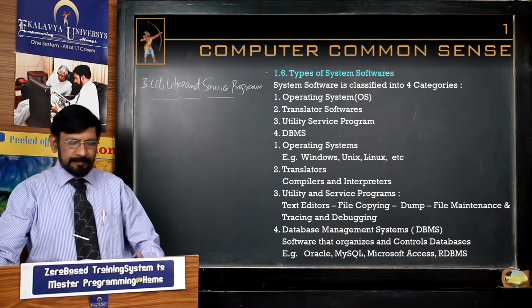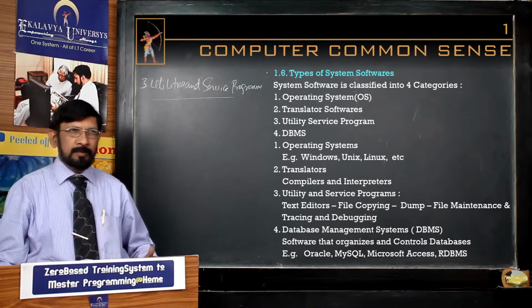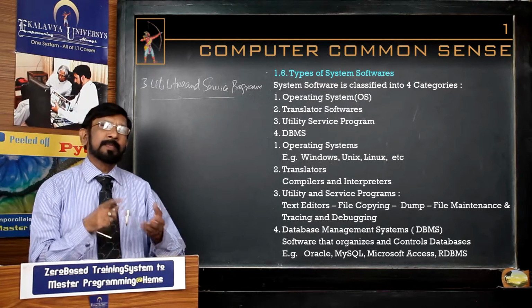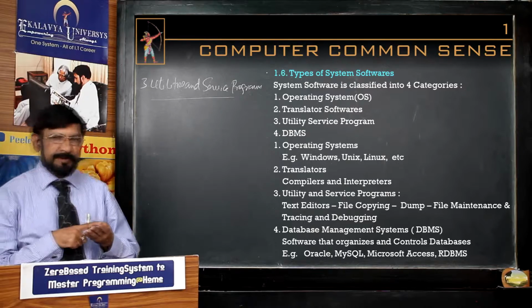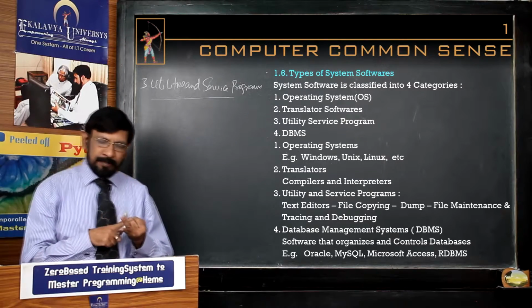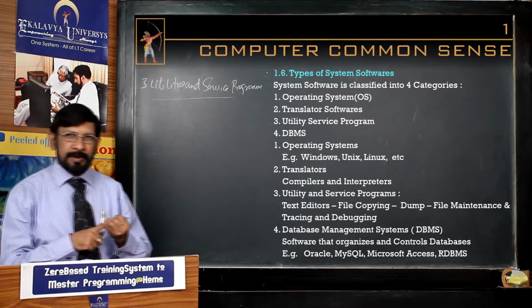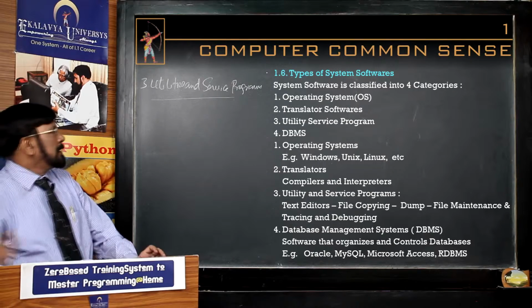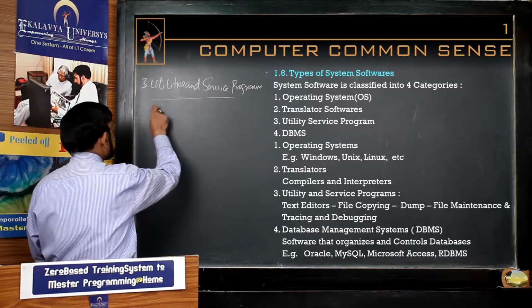There are several types. Here, I give you a briefing about 5 such types of services. They are text editors, file copying, dump, file maintenance, tracing and debugging. The first one is a text editor.